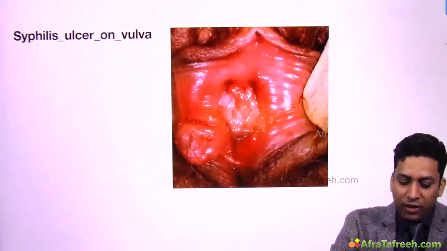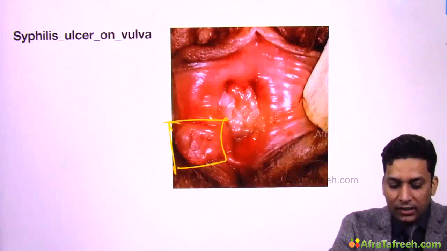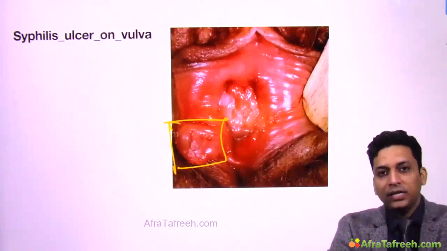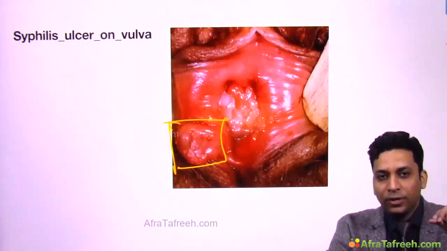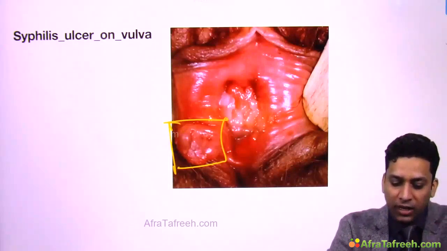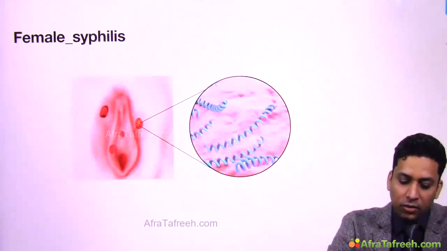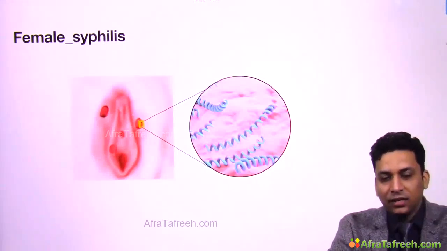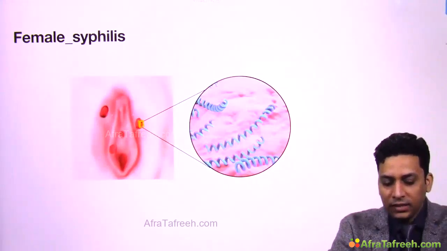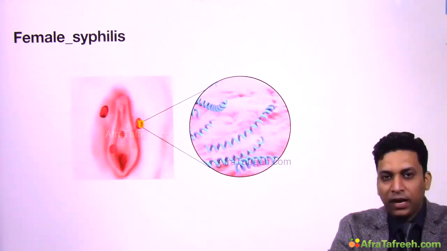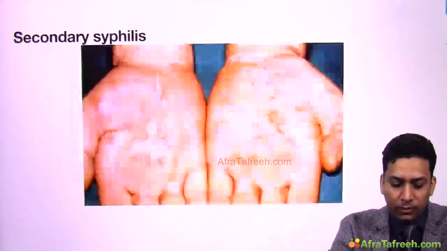Then in females you might get these genital ulcers. These are also painless and single, and on palpation they are very firm, so firmly indurated genital ulcers of syphilis. Here again you can do the same thing. You can take the smear and see it under dark ground microscopy. You will find these Treponema pallidum having spiral shape and corkscrew movement.